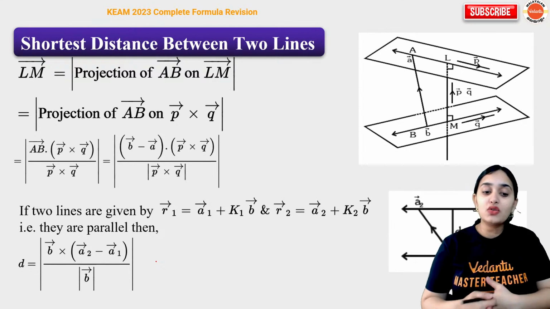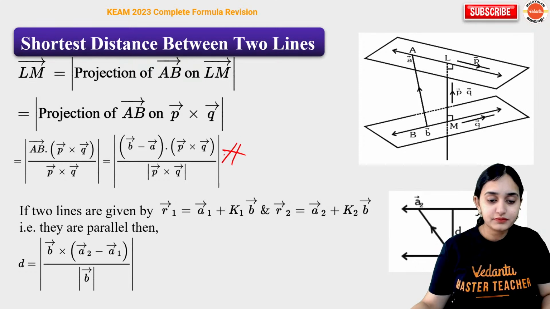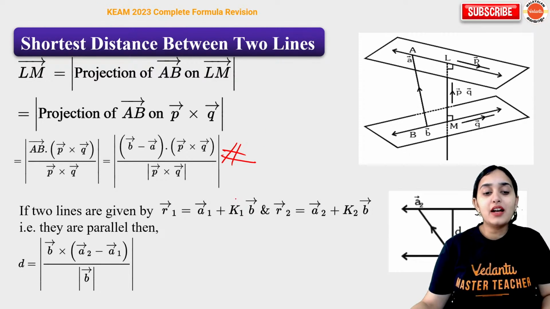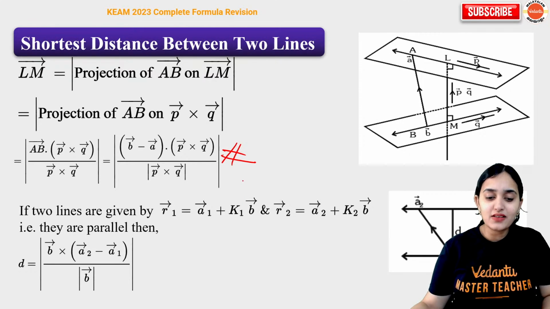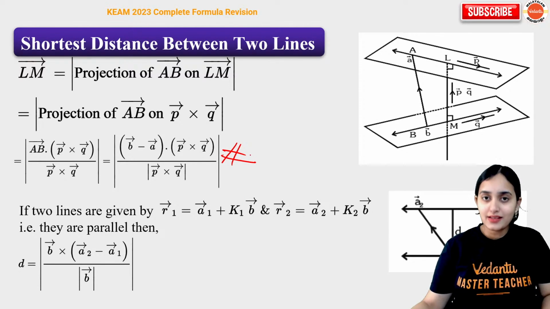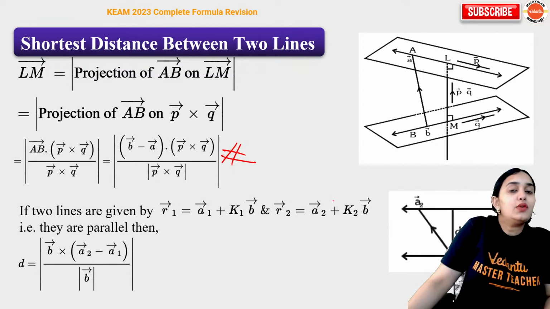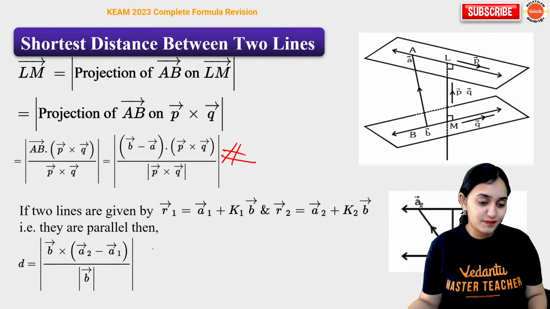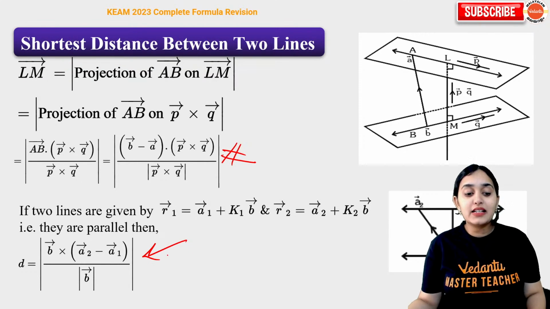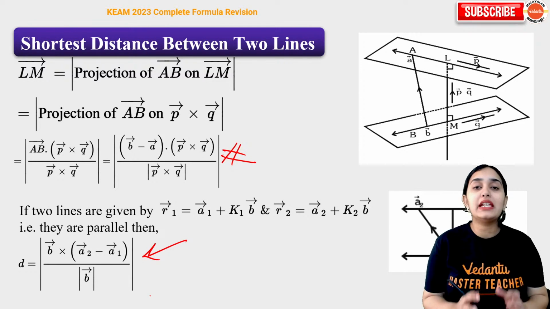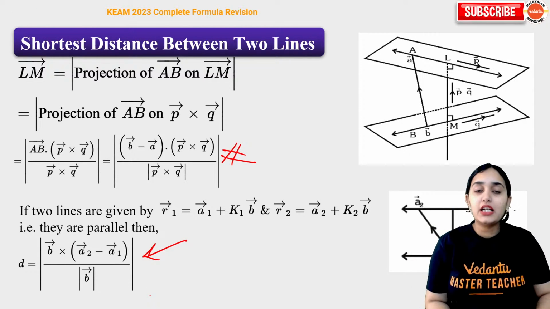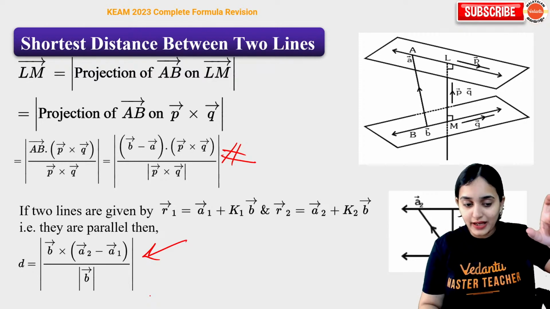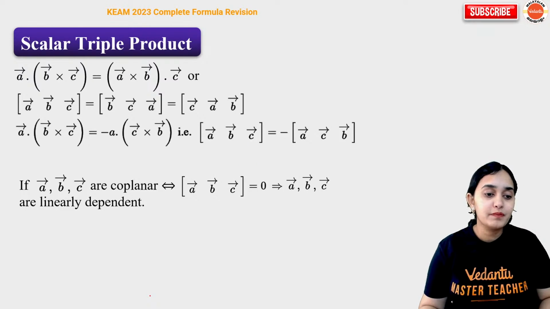Next, distance between two lines, formula is here. Now, generally we don't use this formula. Generally, distance between two vector lines is not asked in the exam, but still you can remember and memorize it if it is asked. Next, distance between two parallel lines will be given by B vector, which is parallel, into cross product of A2 minus A1, where A2 and A1 are the two points on the two lines, divided by mod of B.